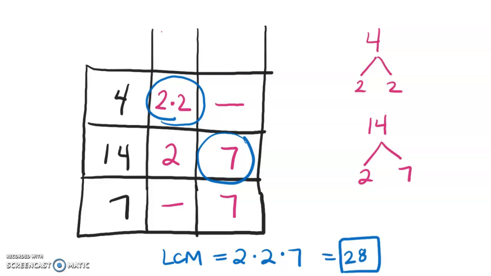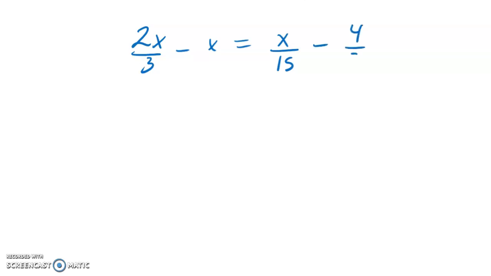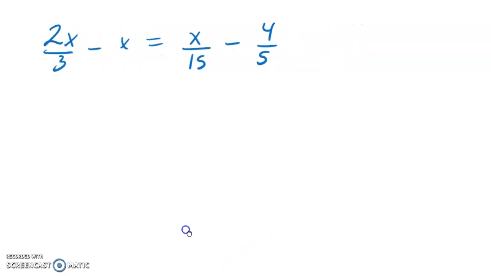Let's take a look at another problem. All right, so let's take a look at another one. So the problem is 2x over 3 minus x is equal to x over 15 minus 4 over 5. So here again we have numbers in the denominator. We want to get rid of those by multiplying by the least common denominator.